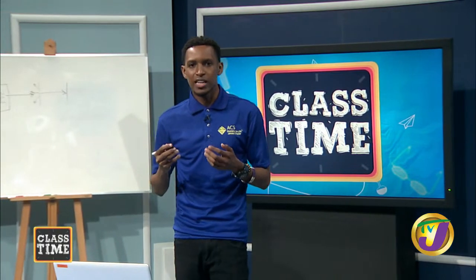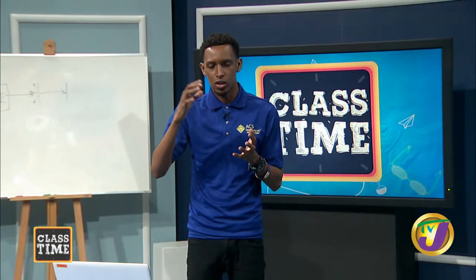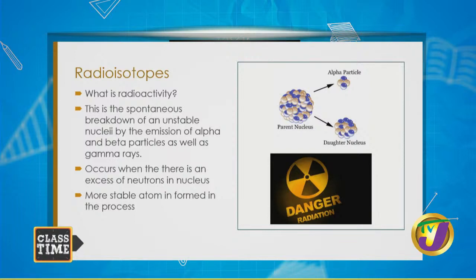Now, with these isotopes, the more neutrons you pack into that nucleus, the more unstable the nucleus becomes, and then a concept arises known as radioactivity, and that isotope is termed a radioisotope or a radioactive isotope. Now, what is radioactivity? Radioactivity is the spontaneous breakdown of an unstable nucleus by the emission of alpha and beta particles as well as gamma rays. I'll touch on these forms of radiation further in the presentation.